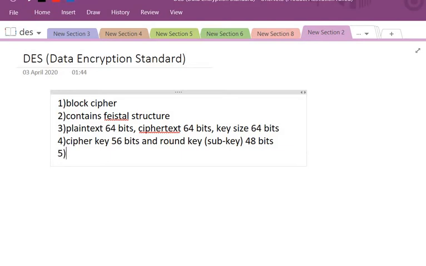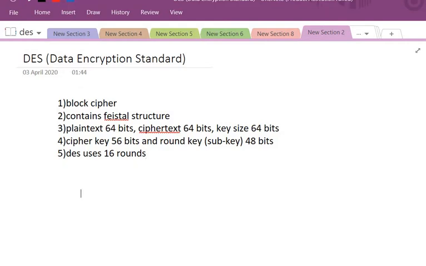So how many rounds are in DES? DES uses 16 rounds. So we have to follow the algorithm 16 times for the encryption, and 16 times for the decryption. DES uses 16 rounds, and each round needs a key, called a round key, of 48 bits. So these are the five points behind the Data Encryption Standard.